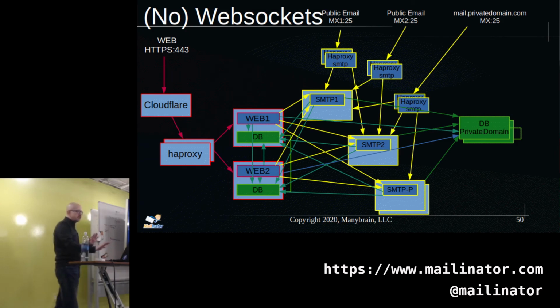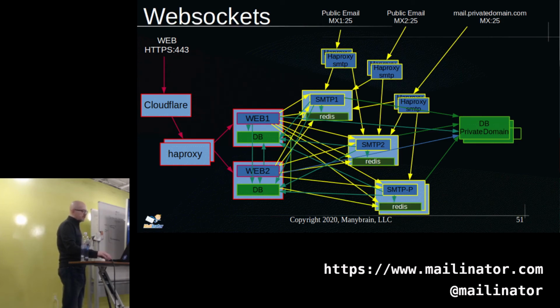So again, this is where we just left off. You're seeing a theme. I want to show you what the diagram looked like. This is where we just were without WebSockets. And then with WebSockets, each SMTP server gets a Redis. And we get a bunch more lines here. So everybody's talking to the different Redises. The SMTP servers have a line there.